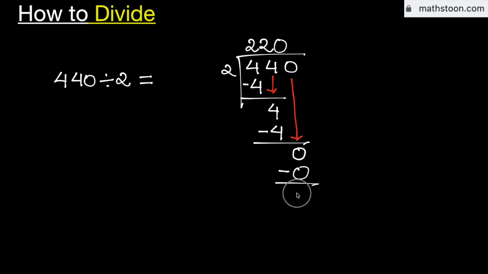Subtract, we get 0. But in this case, we have no number to bring down here. As we have got the number 0 and we have no number to bring down here, so we will stop. Therefore, 440 divided by 2 is equal to 220. And this is our final answer.